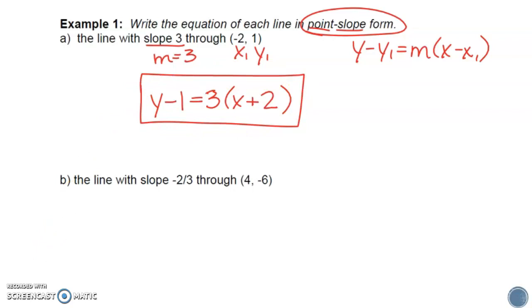So pause the video for a moment and try example 1b. In 1b, it asks for the line with the slope of -2/3 and through the point 4, -6. So this is my m value, this is my x1, this is my y1, and your equation using the point-slope formula should be y plus 6 equals -2/3 times x minus 4.